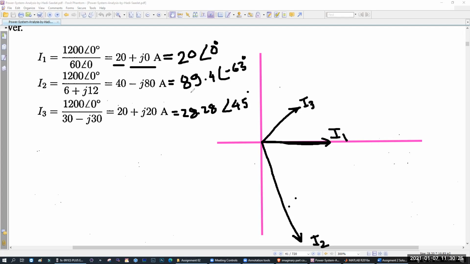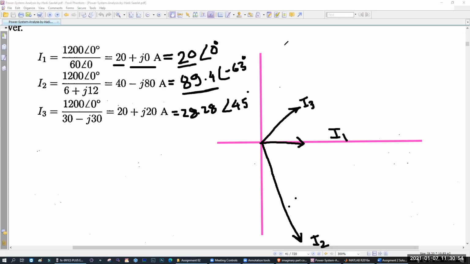I3. Now here, look at the magnitude. If the length of this is 89, what about 20? 20 will be smaller, right? Let's say 20 will be here. Why is this bigger and why is this smaller? Because this is 28. 28 should be bigger, 20 should be smaller, and 89 should be way bigger. So that is your I1, I2, I3.